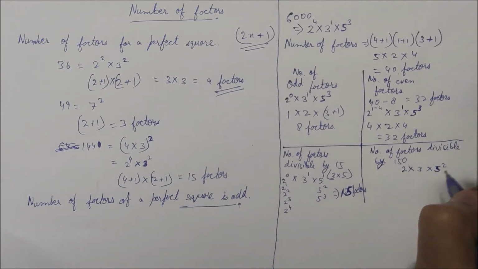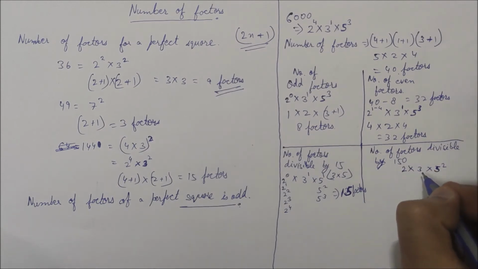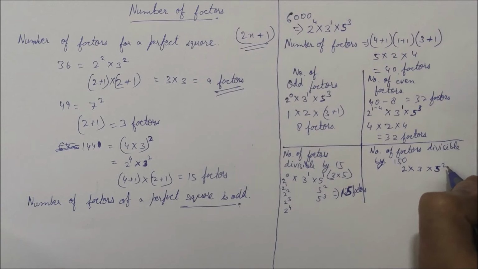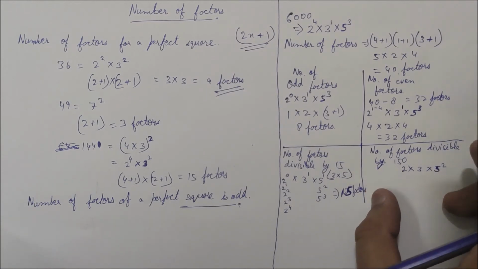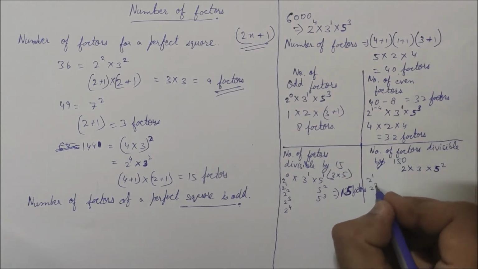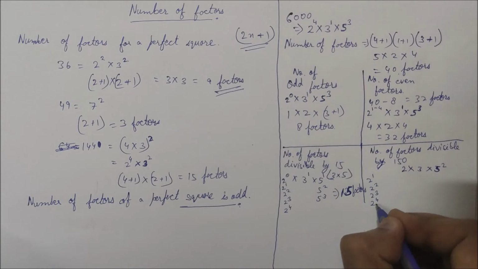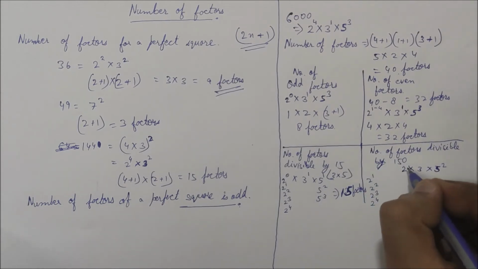So the number of factors that the question is asking me should definitely have at least 1 2, at least 1 3 and at least 2 5s. So this is the minimum condition required for calculating the number of factors. So I can take 2 to the power 1, 2 to the power 2, 2 to the power 3, 2 to the power 4. Remember, I can't take 2 to the power 0 because there has to be at least 1 2.